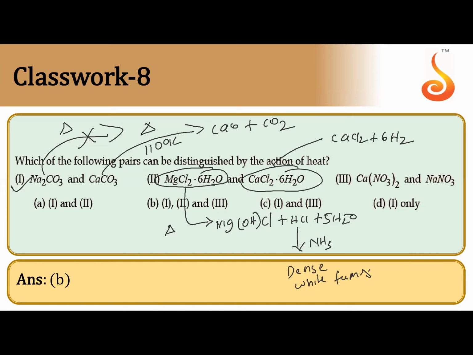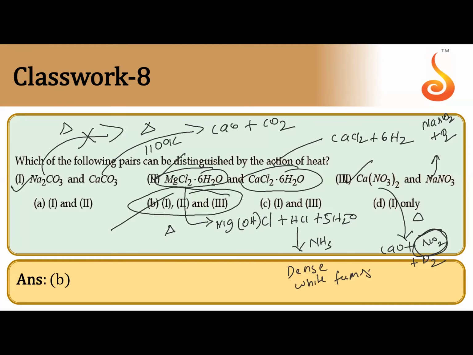Option 3, calcium nitrate, if you heat, what will happen? You will get calcium oxide and reddish brown NO2 and oxygen. Whereas sodium nitrate, if you heat, you will get sodium nitrite and oxygen. So this is your reddish brown fumes. You can also distinguish option 3. Therefore, all 3 pairs can be distinguished by the action of heat. Therefore, option B is correct. Kindly note it down. These reactions are there in your competitive manual.